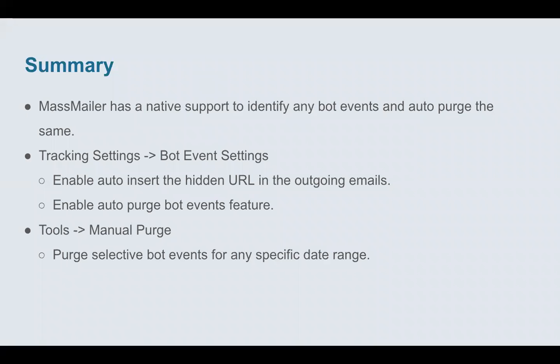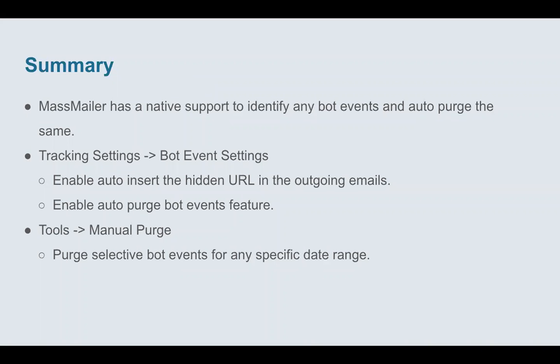So basically, you would have to enable this feature so that Massmailer would be able to auto detect such bot events. The way we do it is, if you add a hidden URL, which is not shown to the end users because it's hidden, but it is still a link for the bot software or the spam filter software. When they are scanning through the emails, and if they are clicking on all the links, they will also end up clicking this hidden URL. Any human will not be able to click on this link.